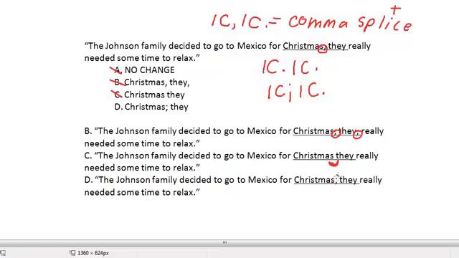And then in option D, I have the semicolon in between the two ICs. The only difference between this and a period is that when you're using the semicolon, the two independent clauses must share a relationship, or they must have some sort of connection in meaning. Because the second part of the sentence is still talking about the Johnson family, I know that the option with the semicolon has to be the correct answer. So the answer is D.